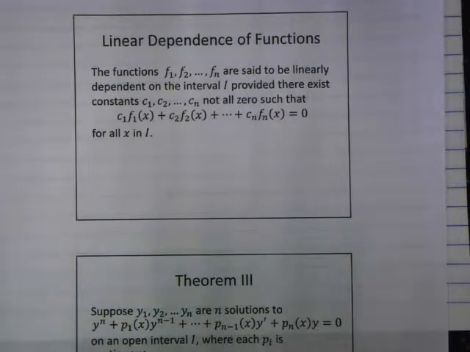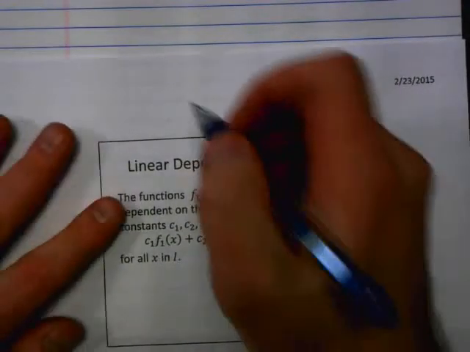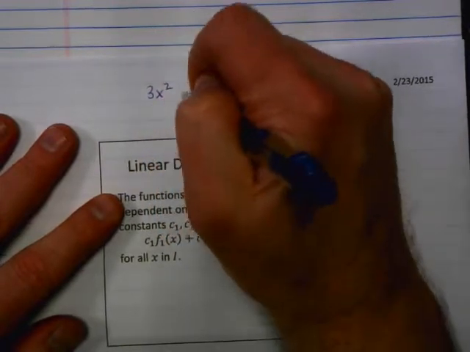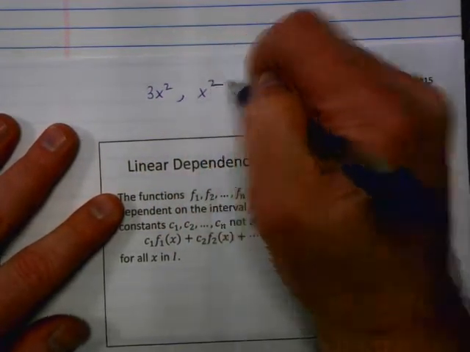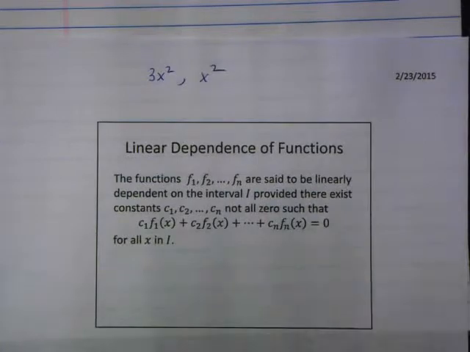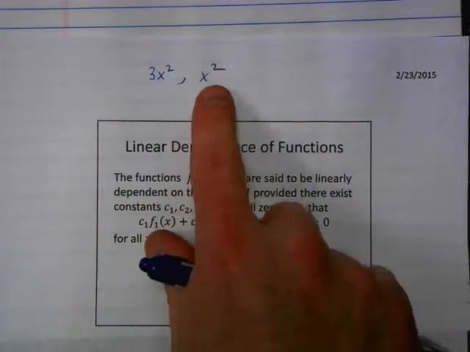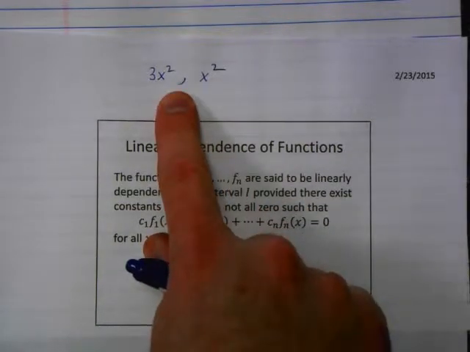For example, if I had 3x squared and x squared, those are clearly linearly dependent. What can I multiply the one by to get the other? I can multiply this one by 3 to get that one. I can multiply by 1/3 to this.